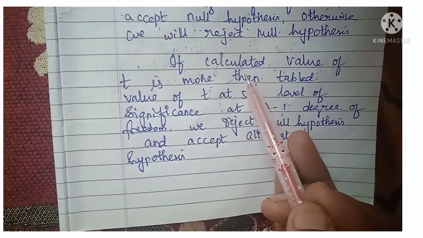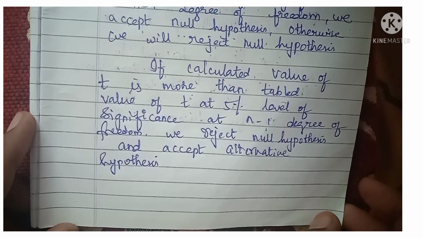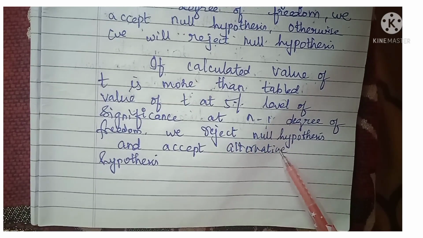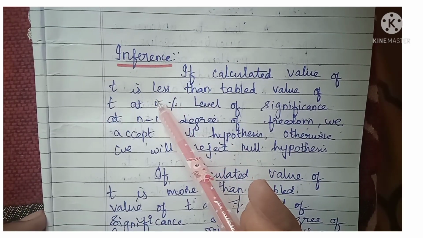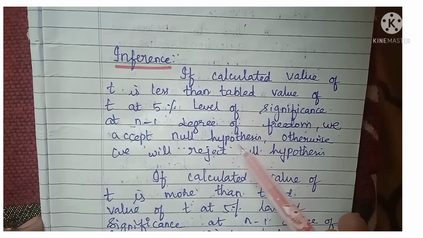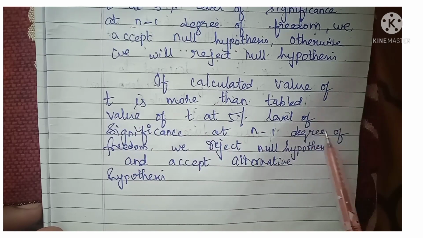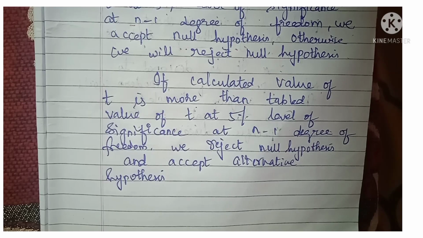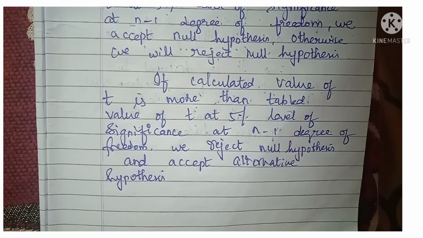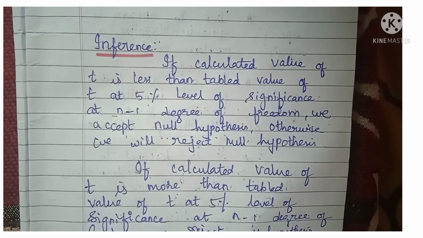What does rejecting the null hypothesis mean? If the calculated value of t is more than the table value of t at 5% level of significance at n minus 1 degrees of freedom, we reject the null hypothesis and accept the alternative hypothesis. If the calculated t value is less than the table t value, you will be accepting the null hypothesis. If the calculated value is more than the table t value, you will be rejecting the null hypothesis and accepting the alternative hypothesis. So this is with regard to t-test.